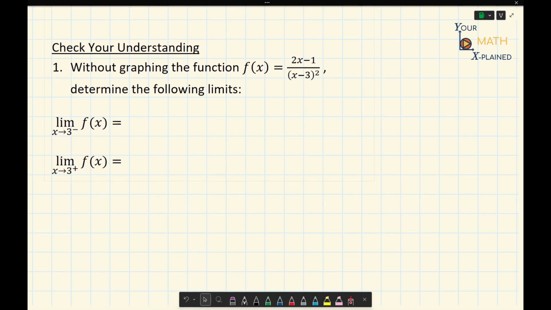And now it is your turn to give this a try. Without graphing this function f of x here, can you determine the following limits?